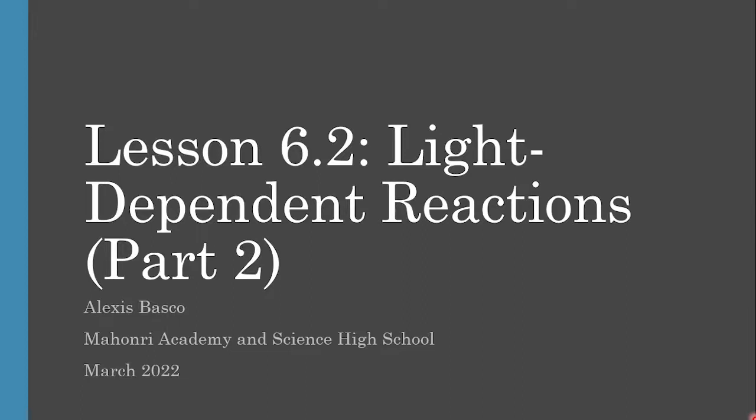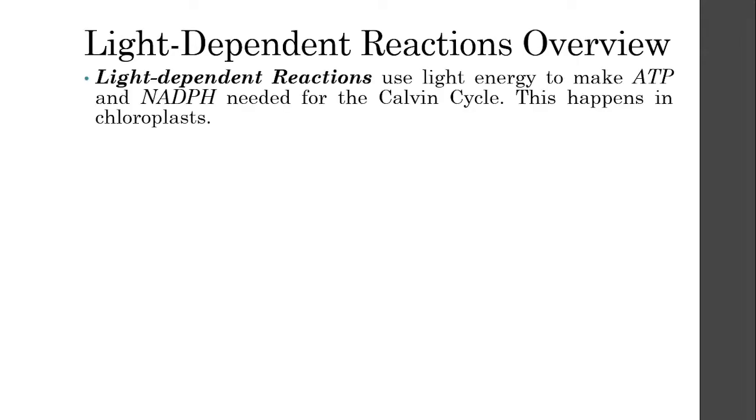So for the second part of our 6.2, we are going to discuss in depth what happens during the light-dependent reactions. So light-dependent reactions is basically the part of photosynthesis where we use light energy to make ATPs and NADPHs. So meaning the end goal of our light-dependent reactions, or the first part of photosynthesis, is to convert light energy to chemical energy in form of ATPs and NADPHs.